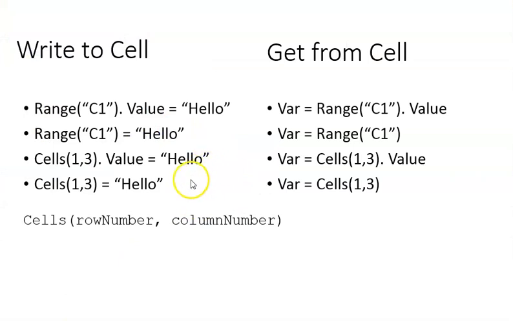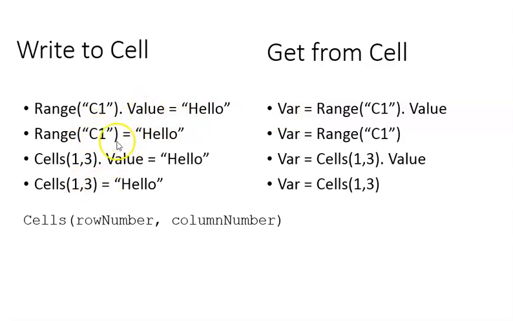These are the commands that you can use to write to a cell or get from a cell in the spreadsheet. We already covered the first line when you put Range("cell name").Value on the left side of the equal sign. Then you are writing to the cell, so it would write this into cell C1. And if you put this command on the right side of the equal sign, then it would get the value in C1 and assign it to this variable here. So these are similar commands and properties.